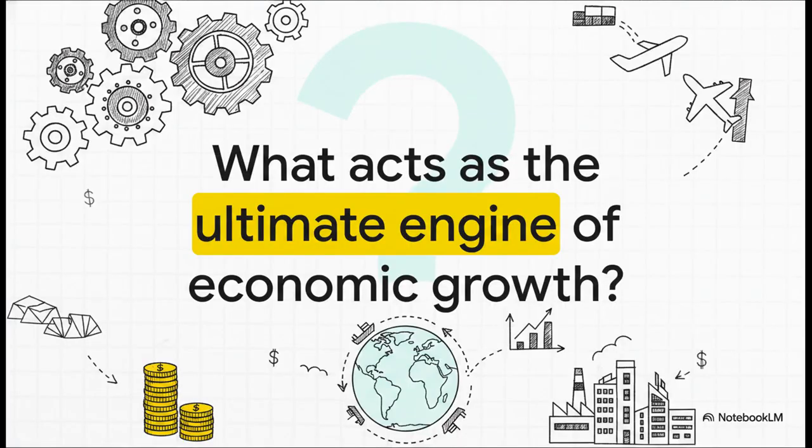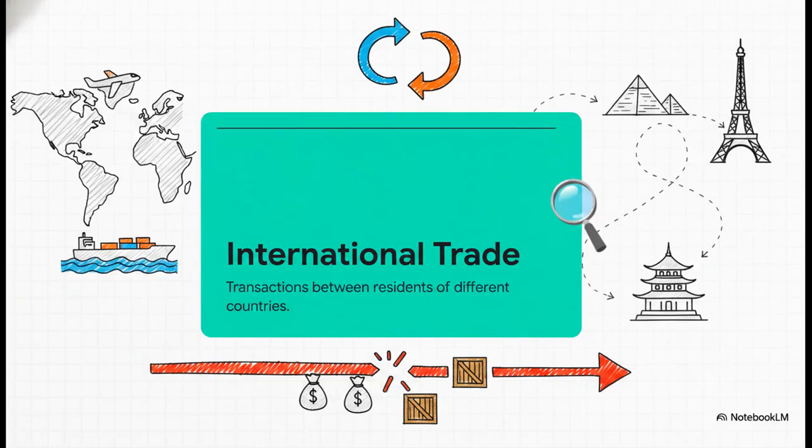Now, what acts as the ultimate engine of economic growth? If you look back through history, people might have said land, or gold, or even just sheer population size. But the definitive answer that powers modern nations, the actual machinery that turns a developing economy into a global powerhouse, is international trade. The core theory here is actually incredibly simple. Economists Wasserman and Holtman define international trade as simply transactions between residents of different countries. It sounds super basic, right? But the very second you cross that geographic border, the economic implications just multiply exponentially.